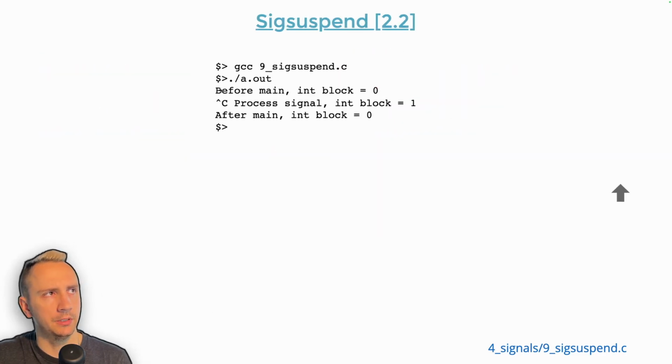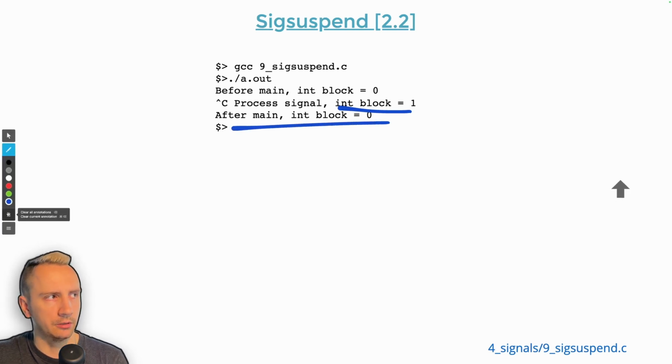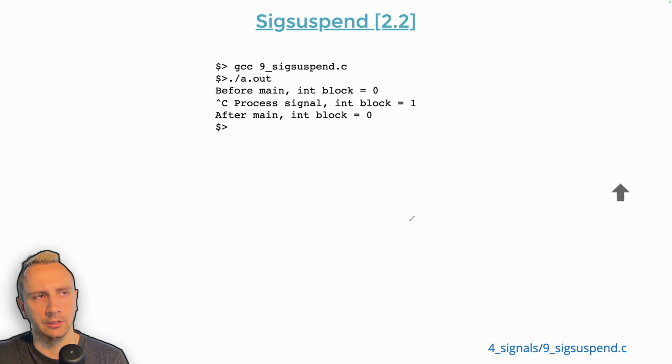Let's run it. So we see before main the sig int is unblocked, then I press Ctrl C, it is received, it is blocked during receipt, then I exit the main. So no matter how you do it, this program will not deadlock.